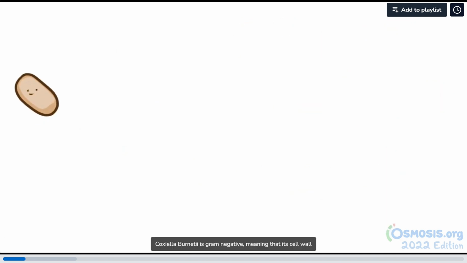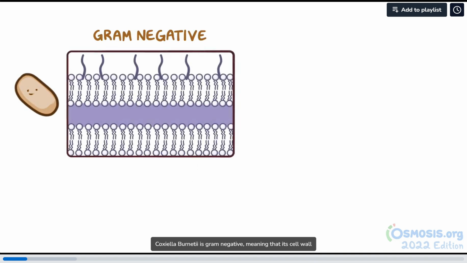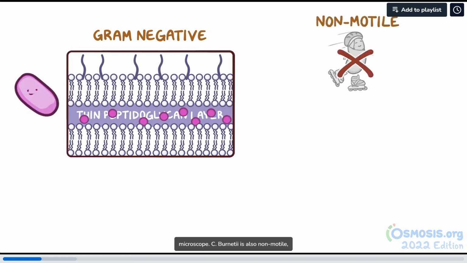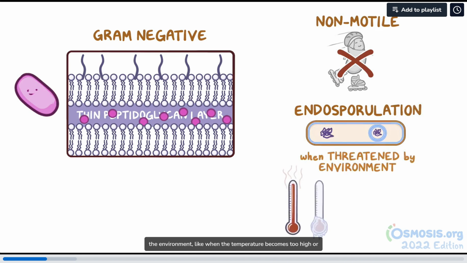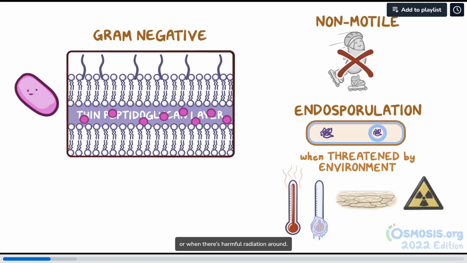Now, Coxiella burnetii is gram-negative, meaning that its cell wall has a thin peptidoglycan layer, so it cannot retain a stain called crystal violet stain. Instead, it stains pink with safranin dye used during gram staining, so it looks like a little pink rod under the microscope. C. burnetii is also non-motile, and it can undergo endosporulation when it feels threatened by the environment, like when the temperature becomes too high or too low, in case of extreme dryness, or when there's harmful radiation around.